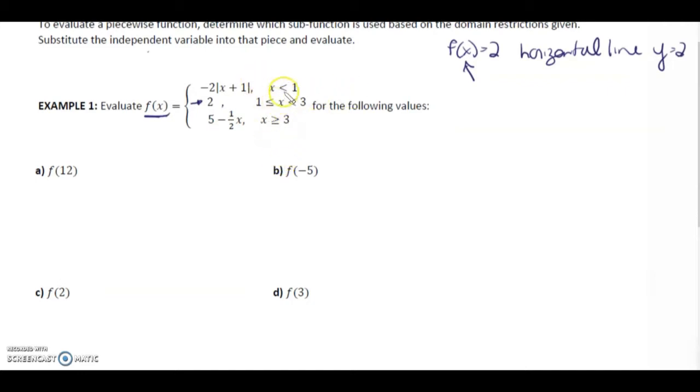Okay, so a couple things. You have to really take a look at the inequalities, whether it's underlined here, if it includes or doesn't include. So let's locate where in the domain f of 12 is. f of 12 is in this part of the domain, because 12 is greater than or equal to 3. So we're going to use f of x equals 5 minus 1/2 x, and now we just sub it in.